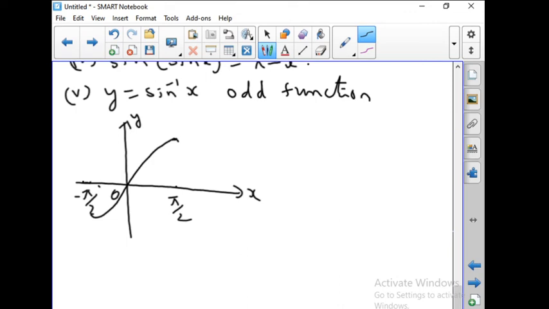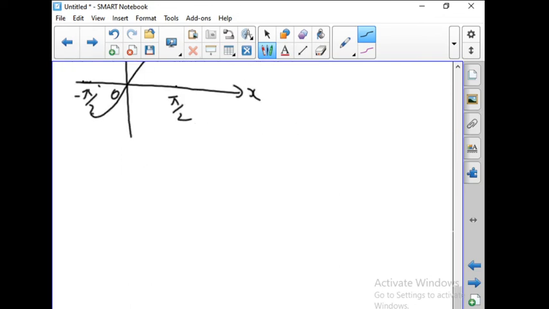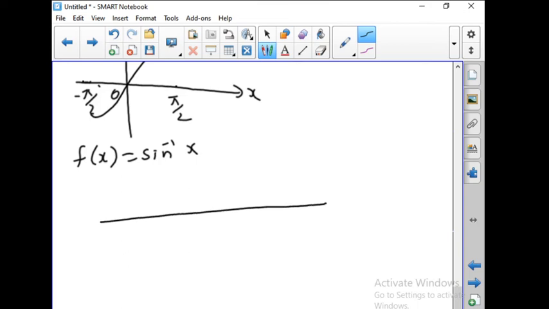So, this is the curve for sine x. f of x is equal to sine x is this curve. So, what about sine inverse of x? f of x is equal to sine inverse of x. Here, this is the x-axis, y-axis. So, this is 0 and here we have minus 1 and plus 1. Here it will be just the reverse.